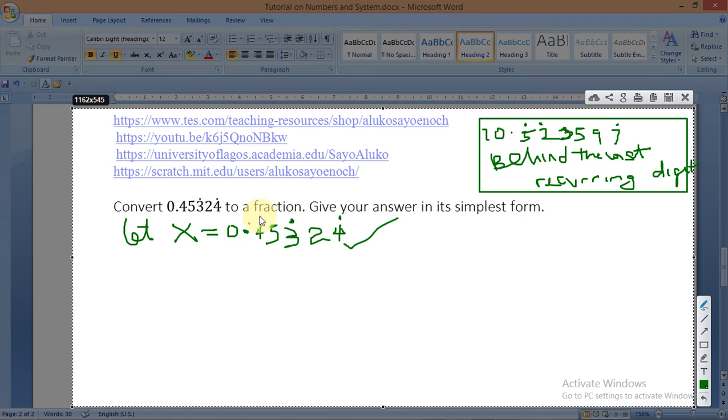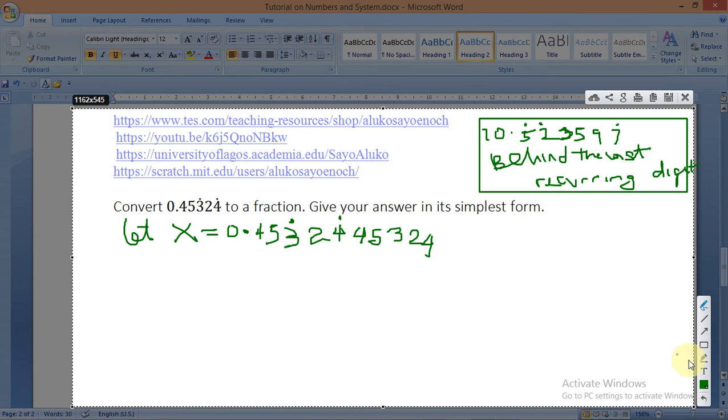Now step 2 means that I need to do this now. But before I take this one, I need to follow my rule. The rule says that I should write this recurring digit as many times as possible. So let me just write 4, 5, 3, 2, 4. I'm going to write it as many times as possible. I think I'm okay like this. So let x equal that. Now the last recurring digit is here.